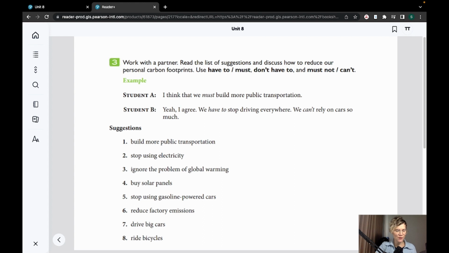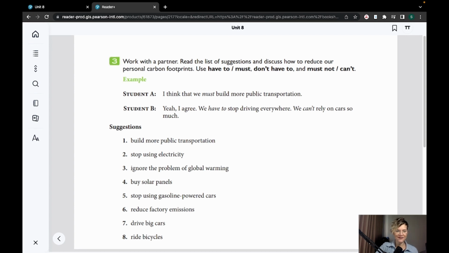Okay, for the grammar, it's always important that you understand. Because if you understand, you would know how to use it, right? So these are the modals that show when something is necessary or needed. So we have a list of suggestions that we can use to discuss how to reduce our personal carbon footprint. So we can use have to, must, don't have to, and must not or can't. For instance, here a student could say, I think that we must build more public transportation. And then student B could answer, yeah, I agree. We have to stop driving everywhere. We can't rely on cars so much.